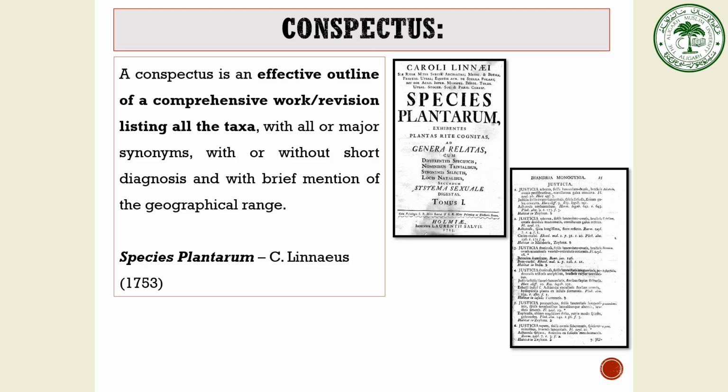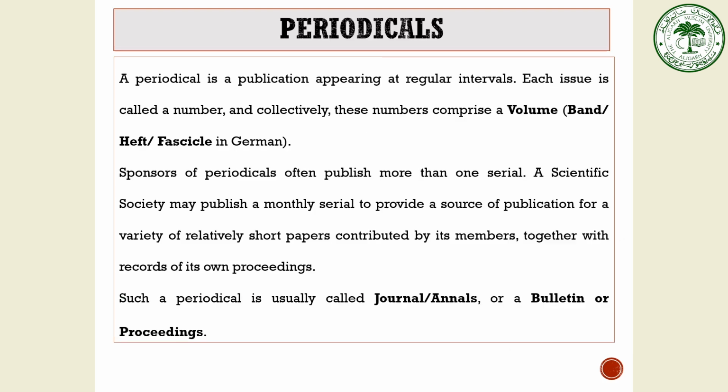Then in this respect, the next one is the conspectus. A conspectus is an effective outline of a comprehensive work of revision listing all the taxa. Like you can see, this is the Species Plantarum by Linnaeus in 1753, with all the major synonyms, without short diagnosis and with a brief mention of the geographical range. So this one is a conspectus that has an effective outline of a comprehensive work.